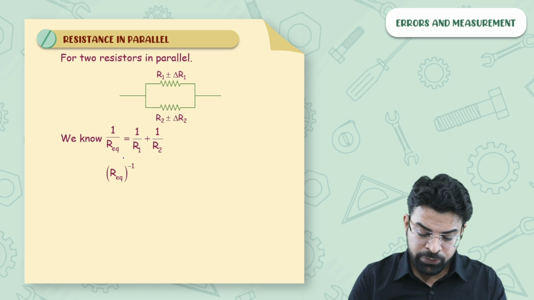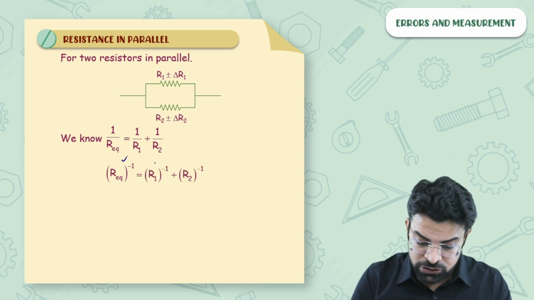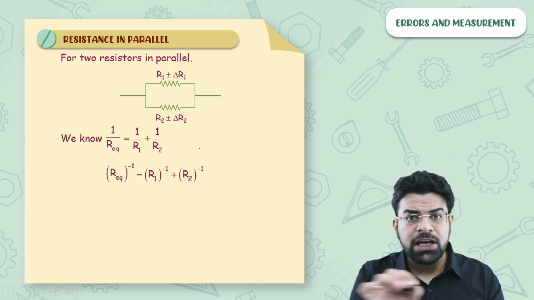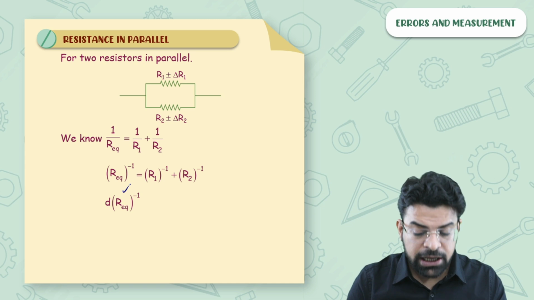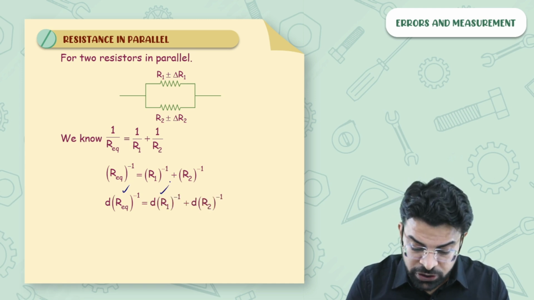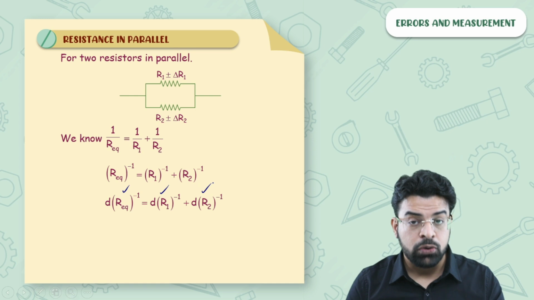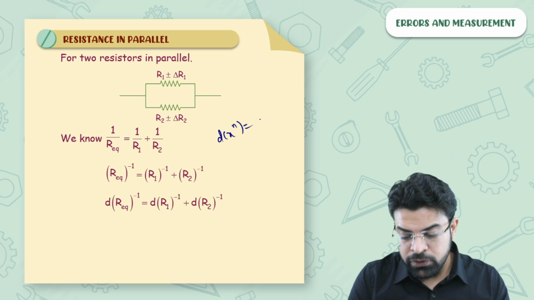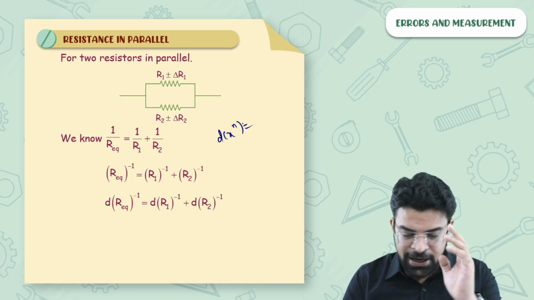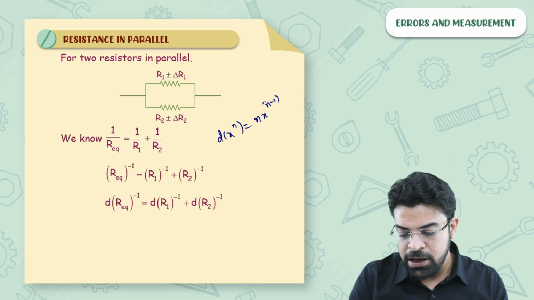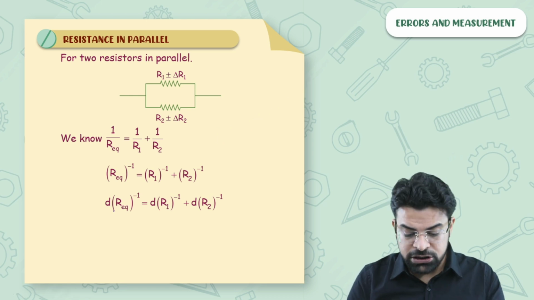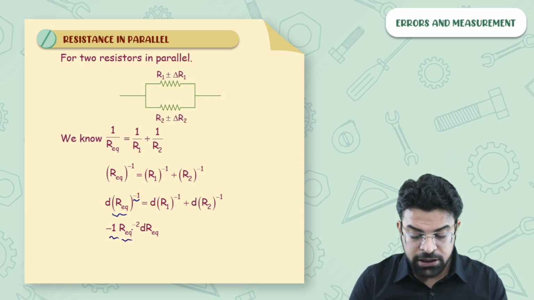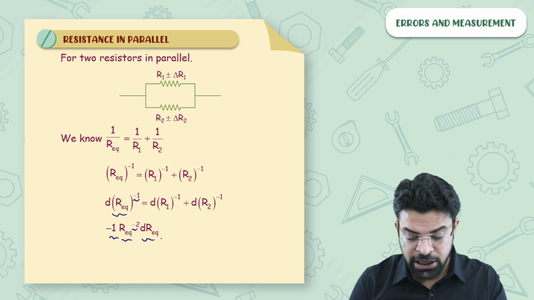So I can say that R equivalent raised to the power of minus 1 equals R1 raised to the power of minus 1 plus R2 raised to the power of minus 1. Differentiating each term, I will say dR equivalent raised to the power of minus 1 equals dR1 raised to the power of minus 1 plus dR2 raised to the power of minus 1. What is the differentiation of x raised to the power of n? The differentiation of x raised to the power of n is n x raised to the power of n minus 1 dx. So the differentiation of R equivalent raised to the power of minus 1 will be minus 1 R equivalent raised to the power of minus 2 dR equivalent.